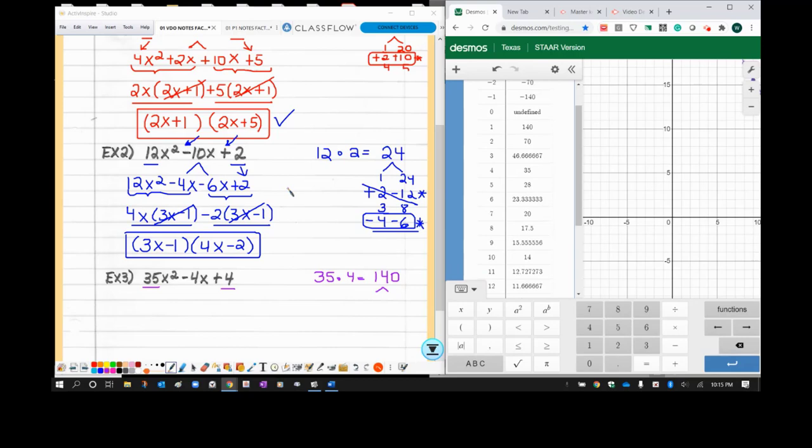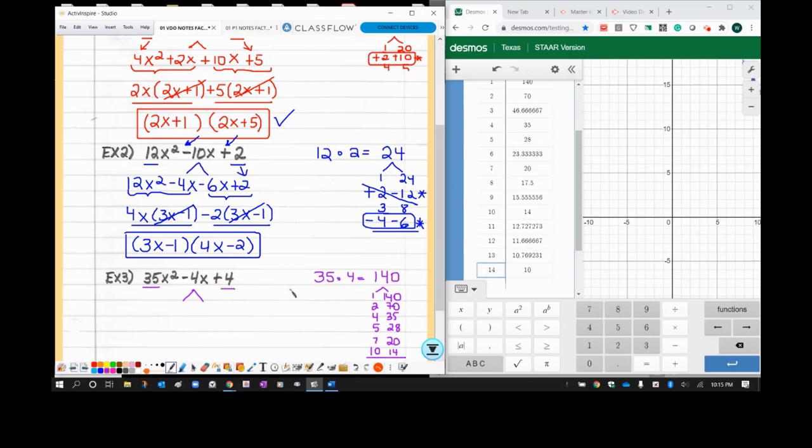Okay, and we start with 1. So 1 and 140, 2 and 70, 4 and 35, 5 and 28, 7 and 20, and then we get 10 and 14. And after 10 is 14. 14 is already there, so we know we're done.